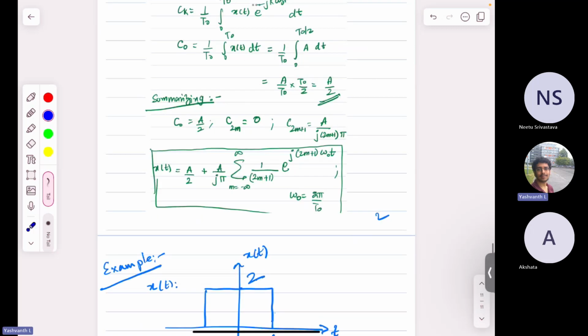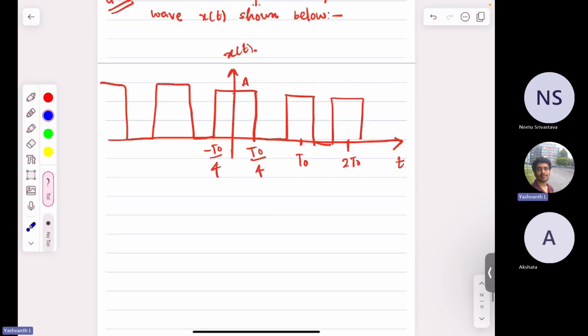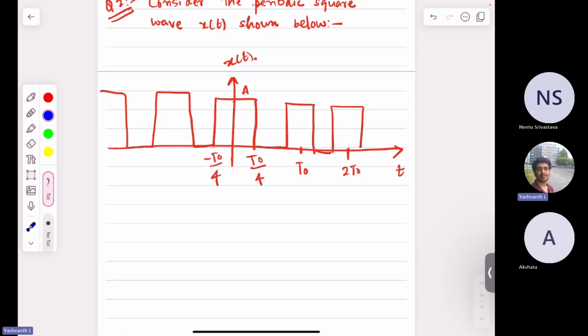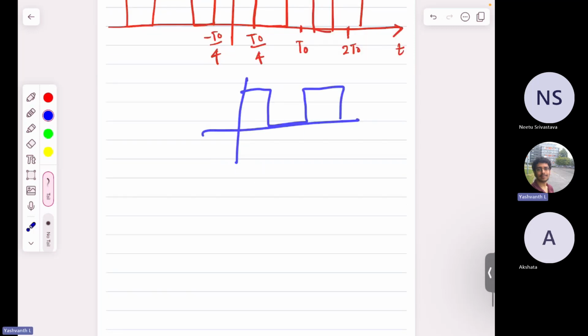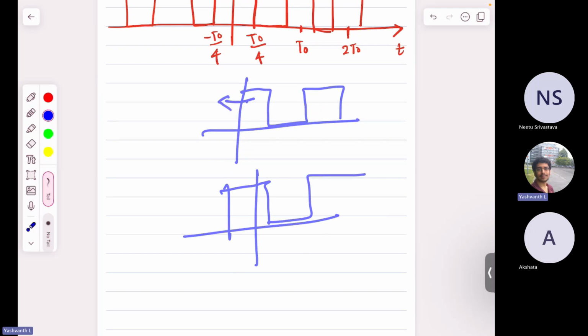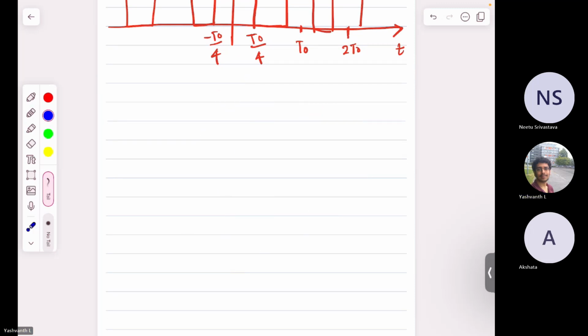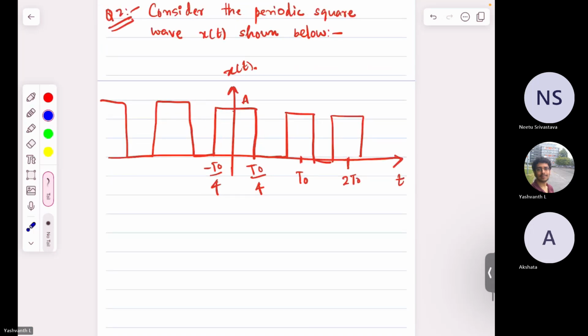But in this question, it is not from 0 to t naught. It is not like that. It is already containing plus A from minus t naught by 4 to plus t naught by 4. You understand? Your earlier case was something like this, but now it is something like this. It's basically a shifted version of your previous signal in time domain. Okay, shifted version in time domain. Basically, you need to solve for this.